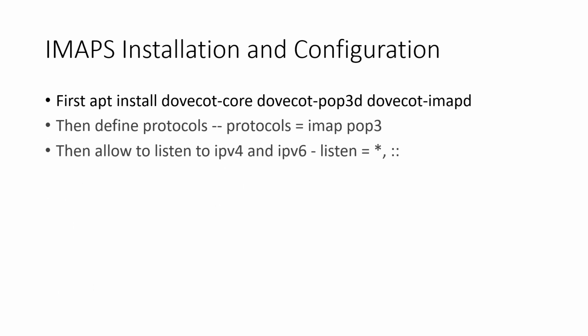Here we have IMAPS installation and configuration. First, you use this command to install Dovecot. You would install Dovecot POP3 and IMAP, and then you have to define the protocols that you want to use. In this case, you would just use IMAP and POP3, and then allow it to listen to IPv4 and IPv6 using this command. And also you want to configure your SSL/TLS encryption in order to make it the secure version of IMAP, so IMAPS.